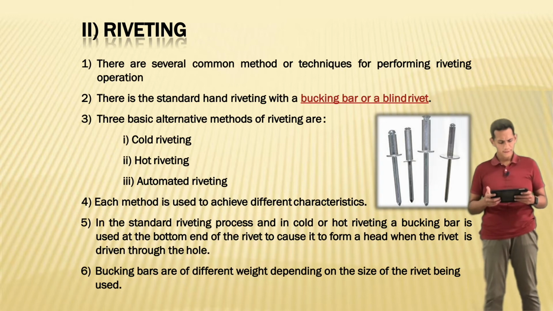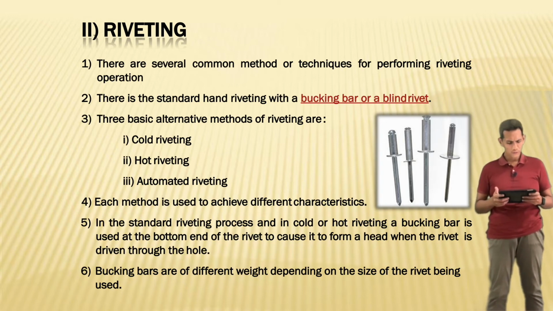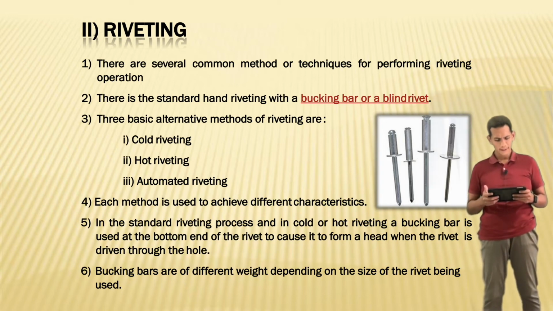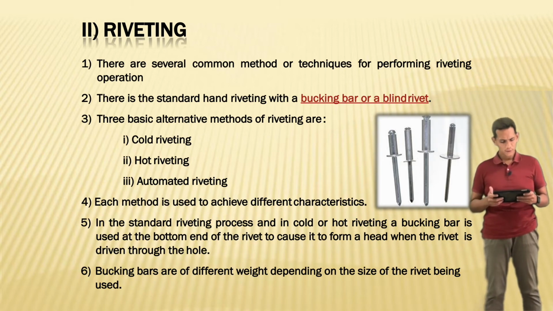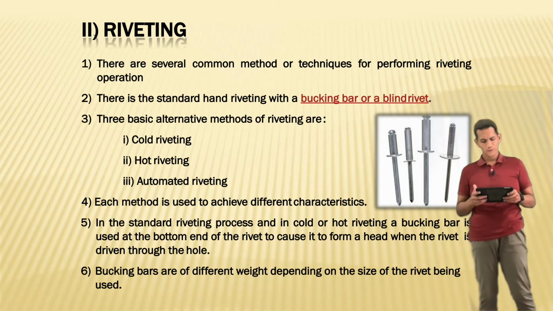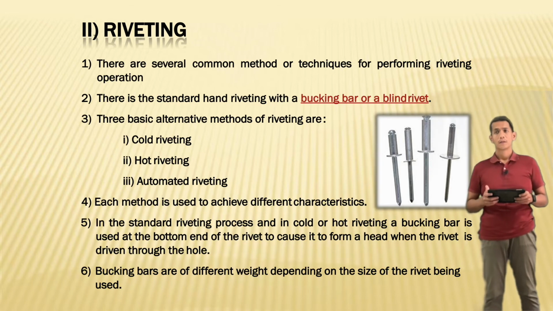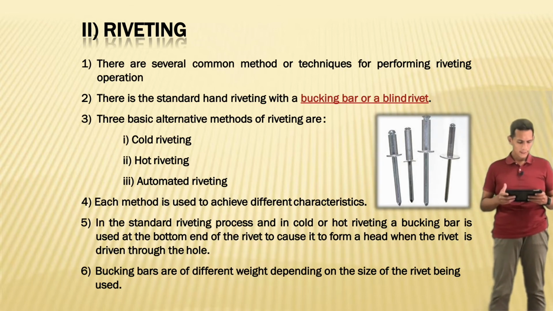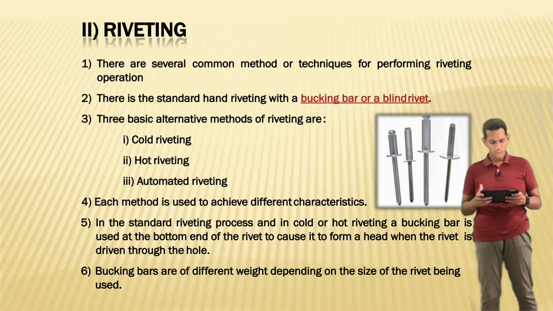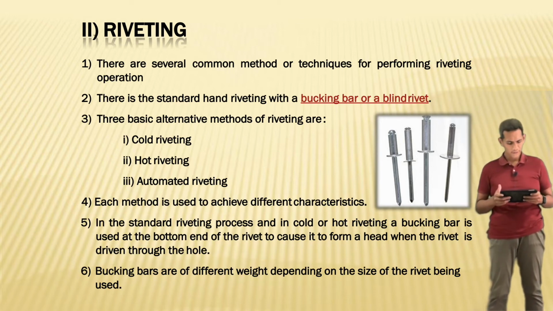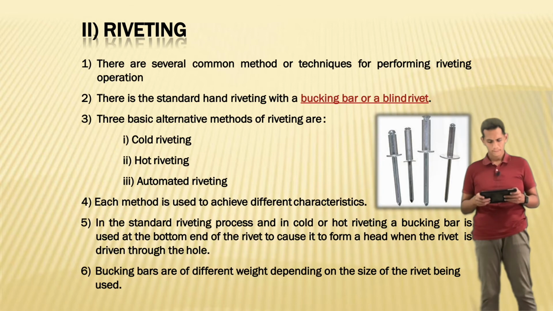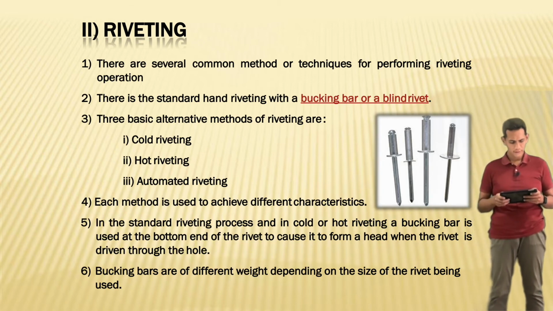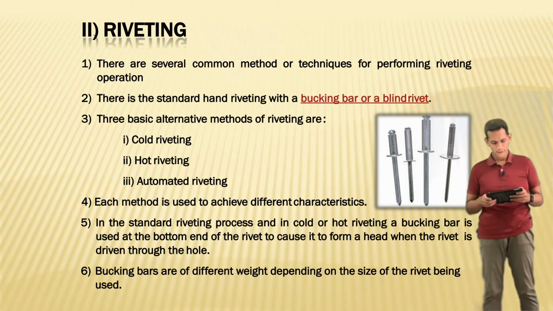In the standard riveting process and in cold or hot riveting, a bucking bar is used at the bottom end of the rivet to cause it to form a head when the rivet is driven through the hole. Bucking bars are of different weight depending on the size of the rivet being used. So you can see a few types of riveting as shown in the slide.